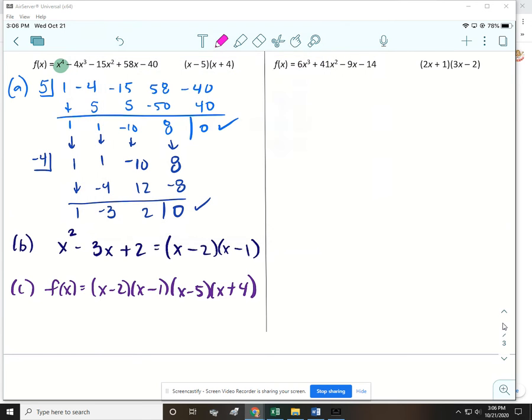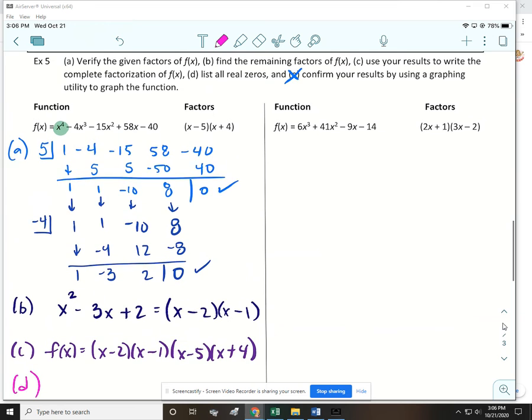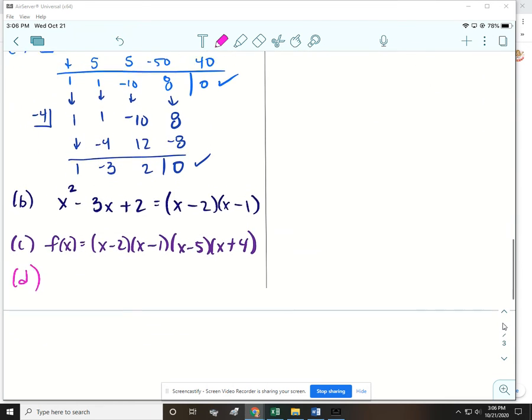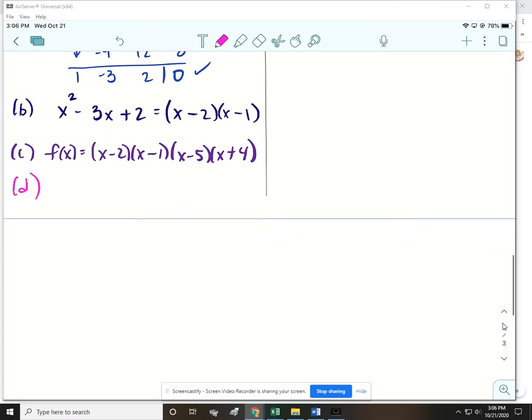All right, and then the very last one we're going to do is D. We're not going to do E, like I said. We're going to list all the real zeros. So when you're given the factors, you can find the zeros really easy. So if x minus 2 is a factor, 2 is a 0. 1 is a 0. 5 is a 0. And -4. Those are your 4 real zeros to that function.